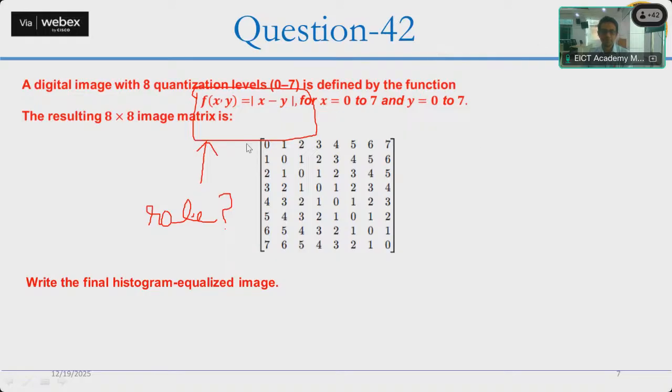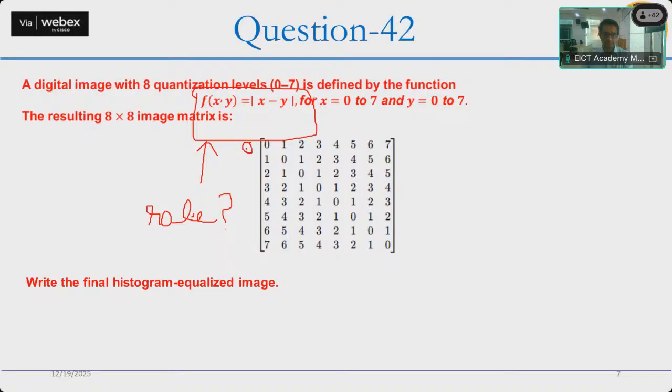Exactly. If somebody doesn't give me this matrix, that was not required. Actually, it has been provided in this question. Otherwise, if somebody writes this question, we can form this matrix. How? Here it has been given that x to y is basically a 64 by 64 image, right? So you take any one.